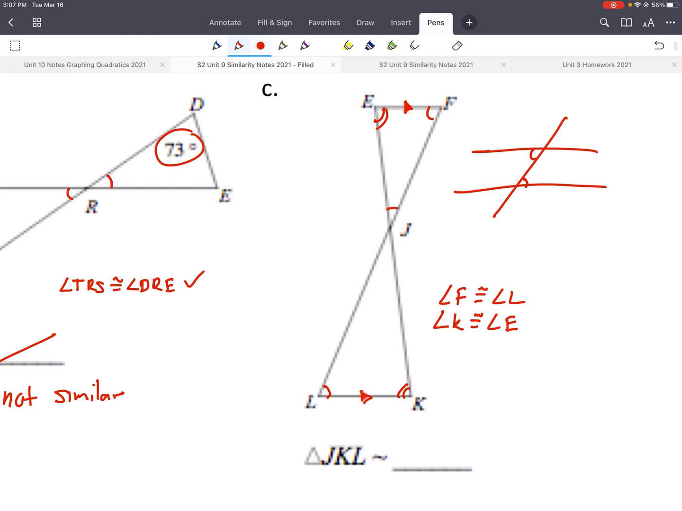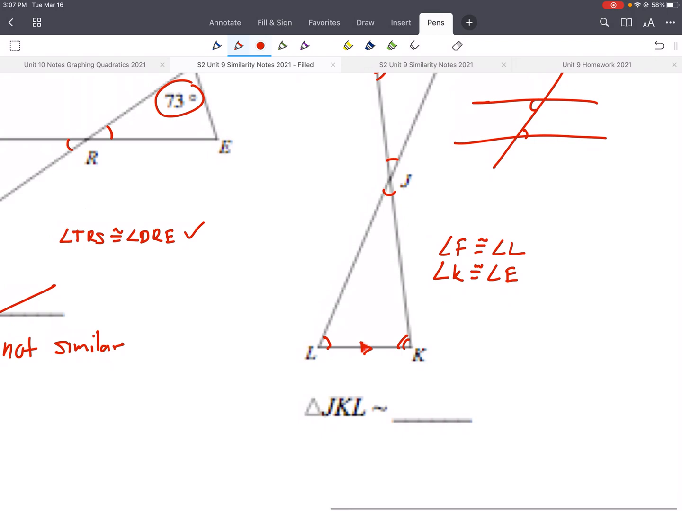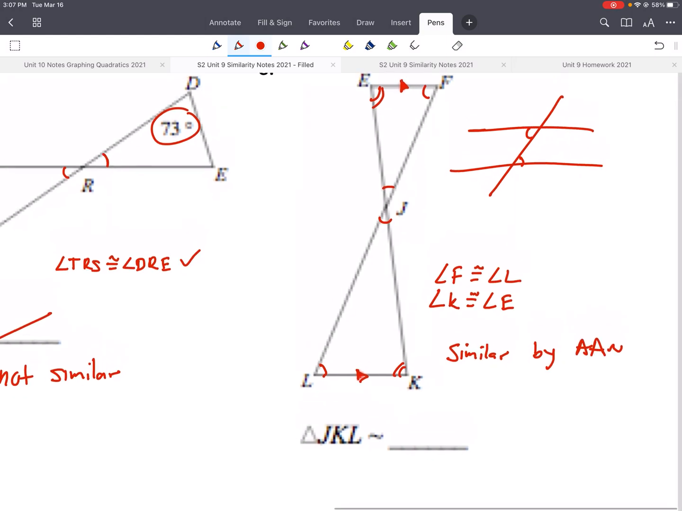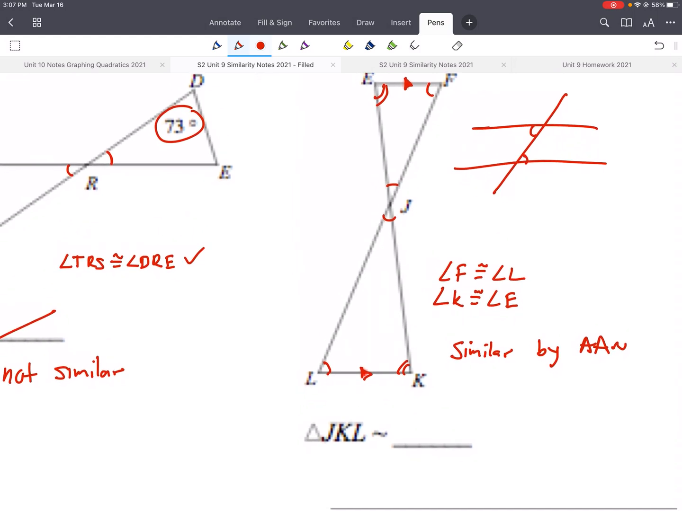But we also know that these are vertical angles, so we could use those as well. But we only need to find two, so we could say these are similar by angle similarity, and we need to finish the statement. So, I guess maybe I should make those three because they're the same.